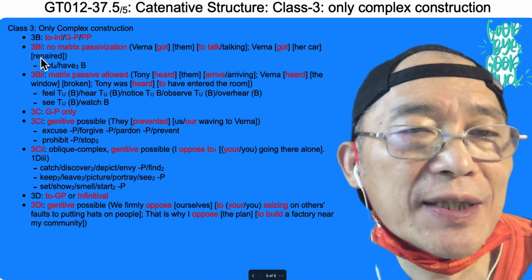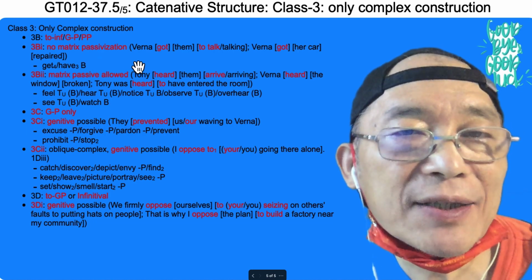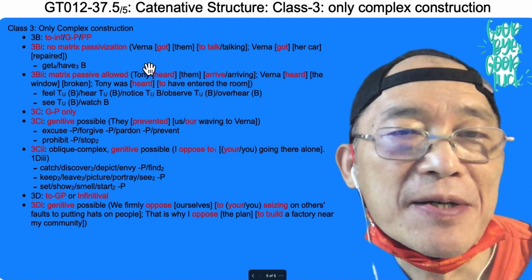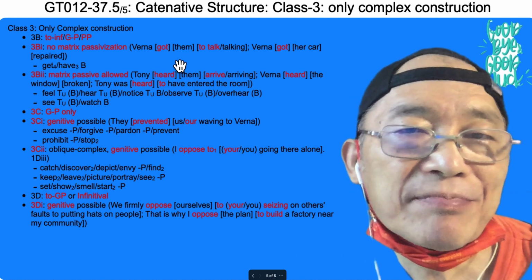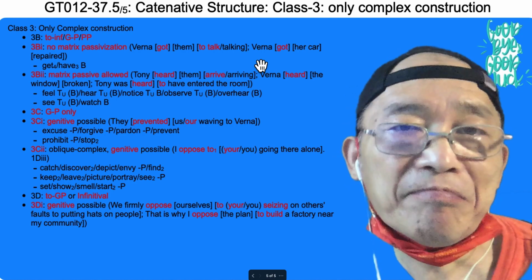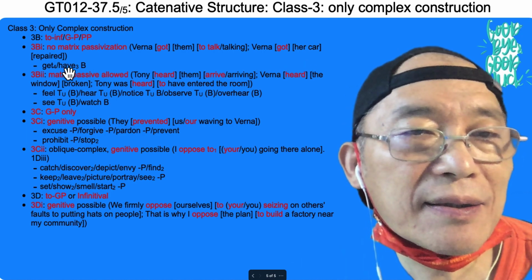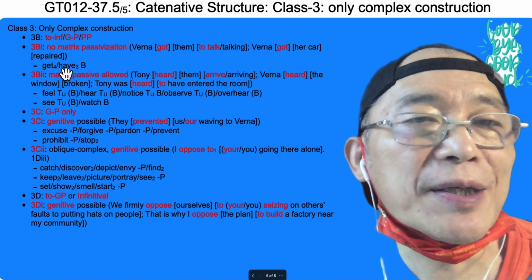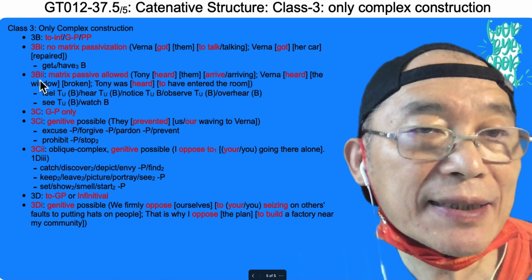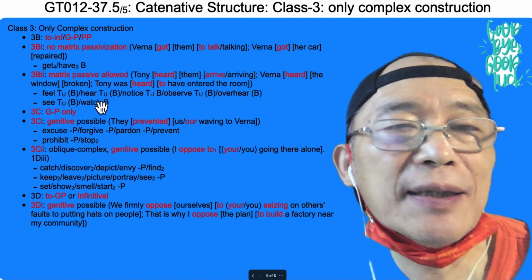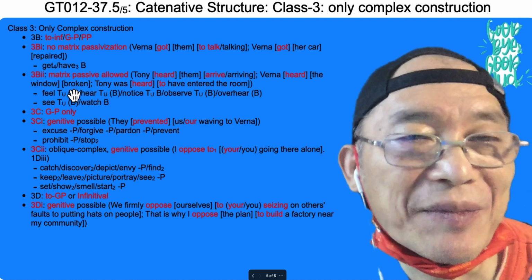And 3b takes to-infinitive, gerund-participle, or past participle. Okay, 3b single, no matrix passification. Okay, got them to talk, got them talking. Yep, got a car repaired, past participle. Okay, 3b double. Let's check. Just check this, okay, to save time.